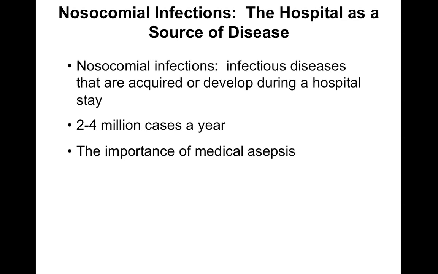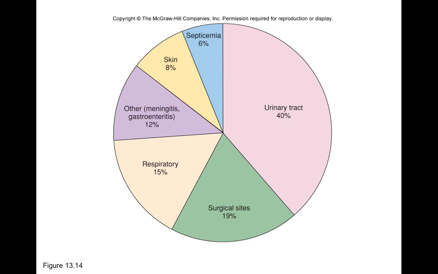nosocomial infections such as MRSA, which is methicillin-resistant Staphylococcus aureus, which is resistant to almost all the antibiotics that we currently use, and it likes to infect skin and cause necrosis or dead skin, open oozing sores, which is pretty disgusting. So there are about 2 to 4 million cases per year, and it's important to follow medical asepsis, so sterilizing, keeping things clean, and making sure that if you are using a chemical to disinfect, that you use it to its full extent and you disinfect everything, don't leave anything behind.